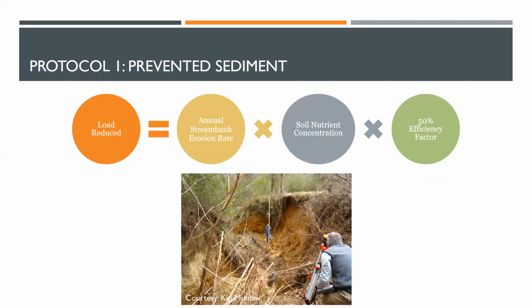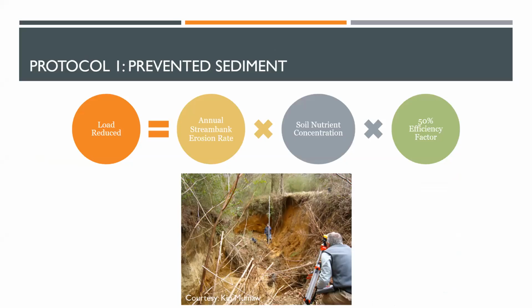So Protocol 1, the prevented sediment protocol, used a basic, multiple step approach here. This is the one that is the most popular protocol, or at least it's used and reported the most frequently. Generally, the largest nutrient and sediment reductions come from this protocol. Essentially, there are a number of different methods that you can use to calculate the annual stream bank erosion rate for an existing degraded or incised channel.